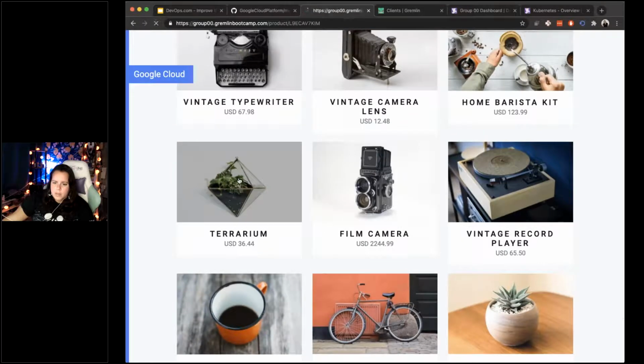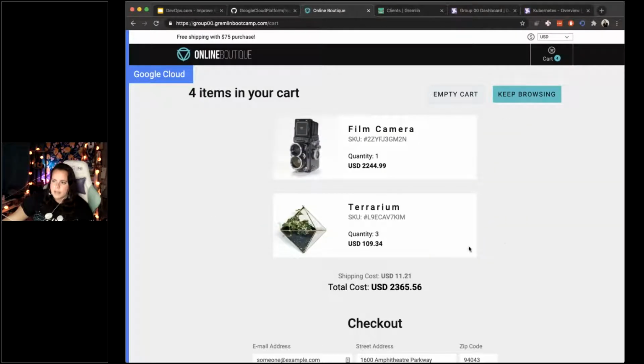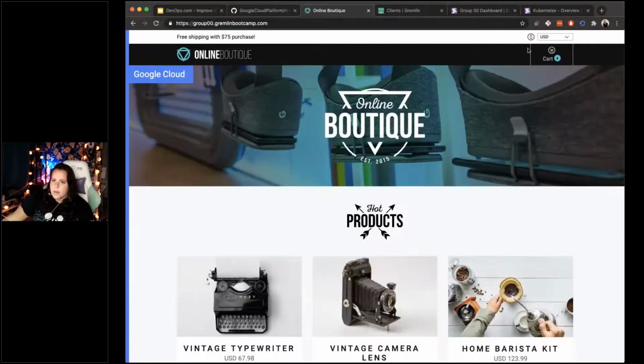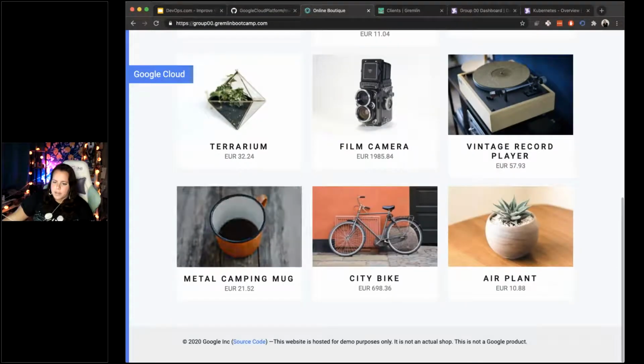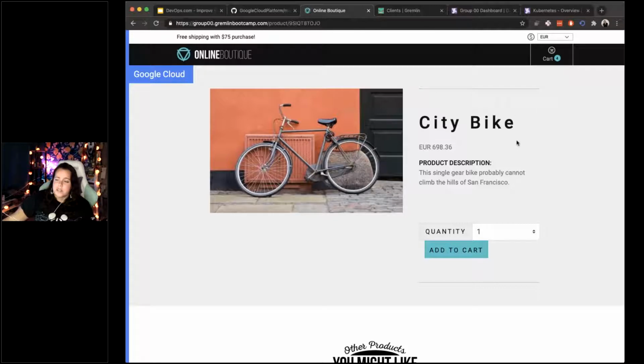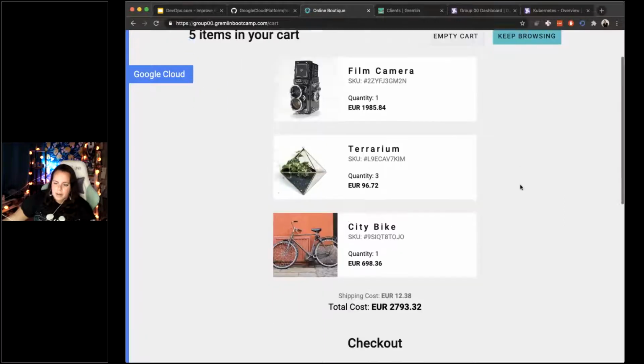I also want to buy some plants so I can take photos of them. So I'm going to add that to my cart. Go back to my front page. I also just want to change my currency in order to look at what the other prices will be. Because I'm feeling adventurous and it's also the pandemic and I want to pick up a new hobby, I'll buy a city bike too. I see that I have my 5 items in my cart.